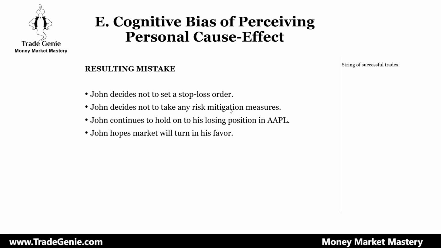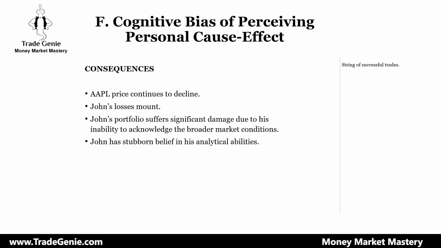John decided not to take any risk mitigation measures, so maybe he could have sold some or done some covered calls, etc. He didn't do that. John continues to hold on to his losing position in Apple. John hopes the market will turn in his favor. He hopes that this Middle East war is just temporary, some rocket fired, and they will calm down and everything will be all good, and Apple will rise to the upside.